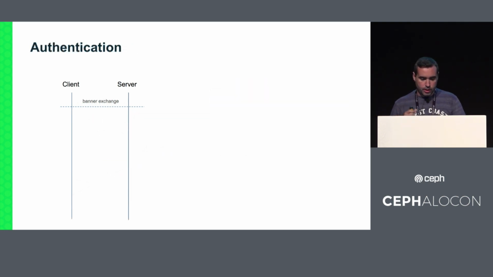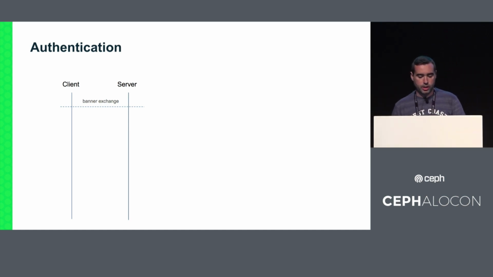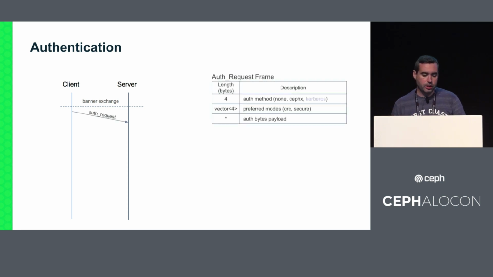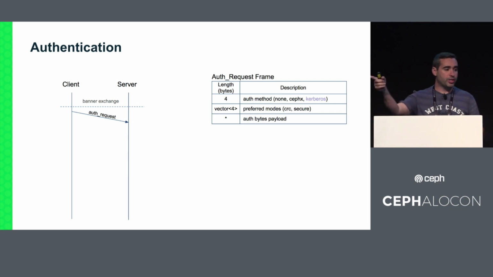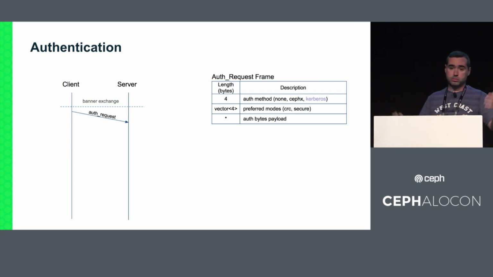Okay, so after this initial exchange of the banner and the entity, we start with the authentication. The first thing, the client sends an auth request to the server. In this auth request, it specifies what authentication method it wants to use. Currently, we only support no authentication at all, right?